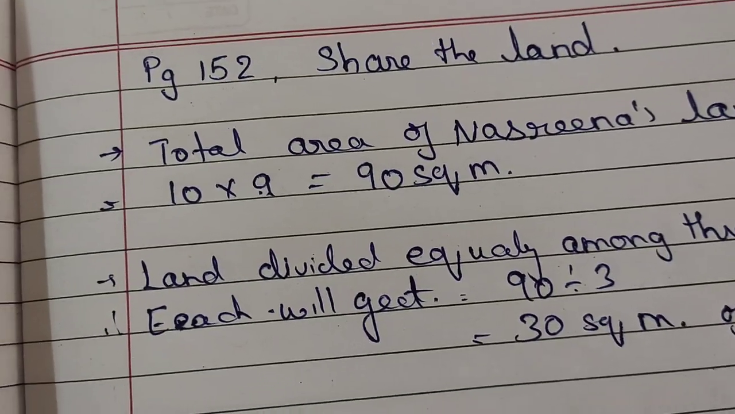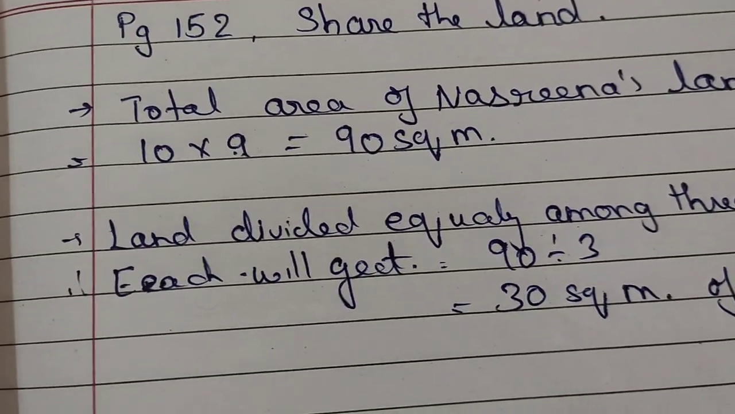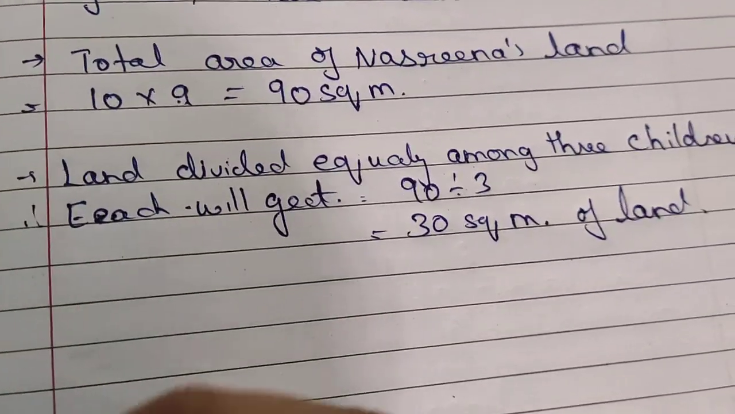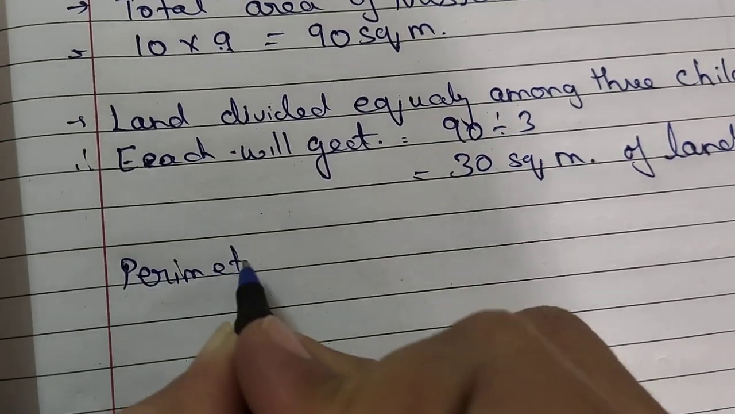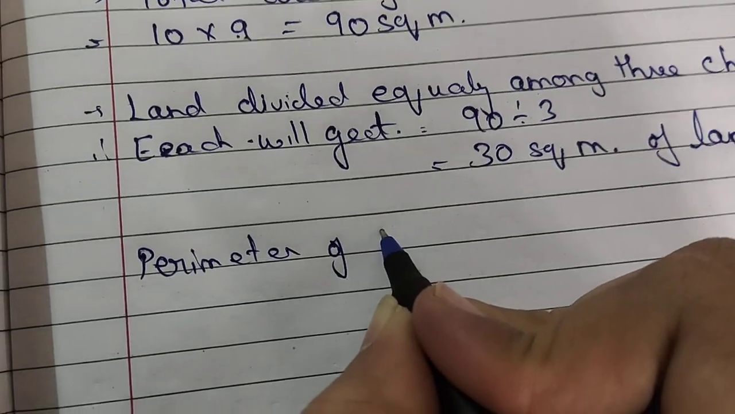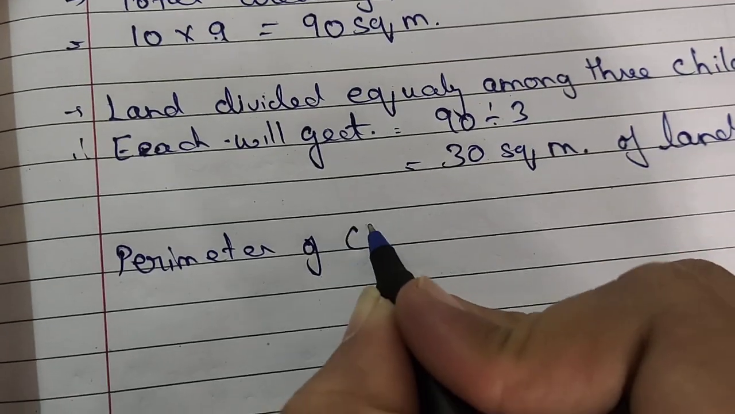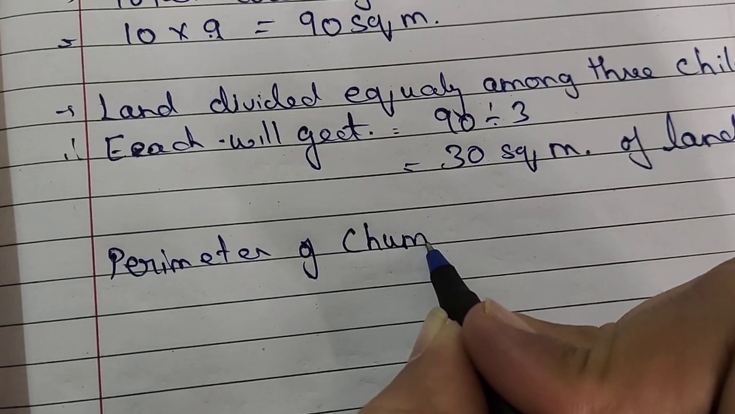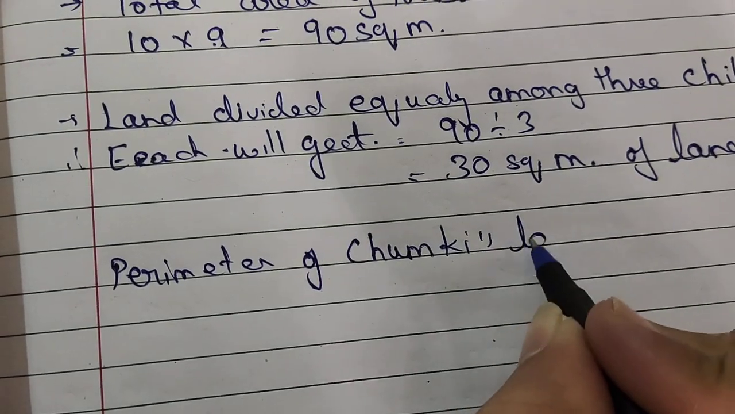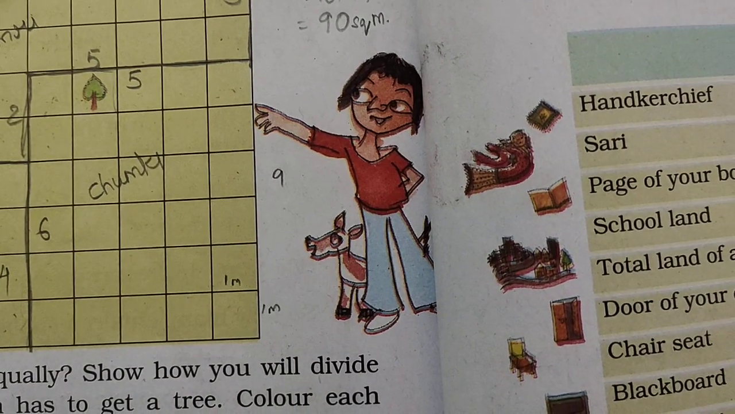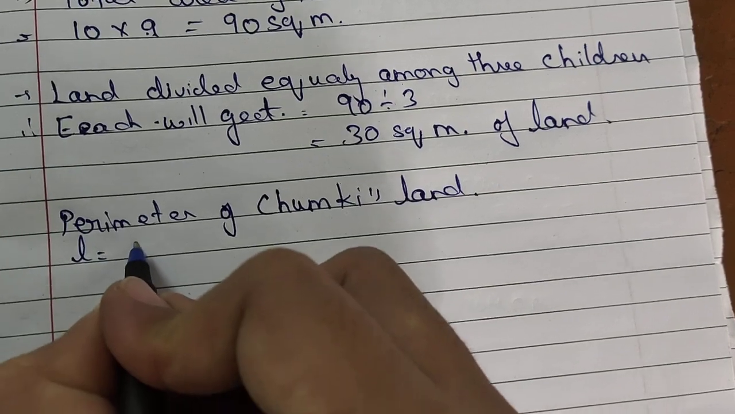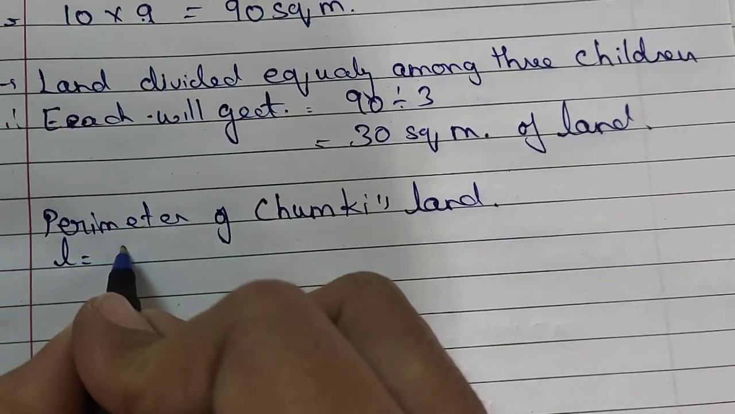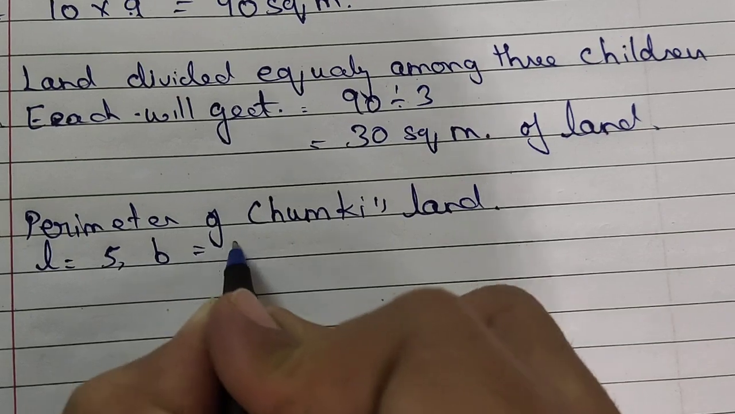Now the perimeter of each one's land. First of all, we have the perimeter of Chumki's land. Chumki's land we had divided into a rectangular shape, isn't it? Exactly. So Chumki's land length is equal to, how much was the length? 5, and breadth or width is equal to 6.